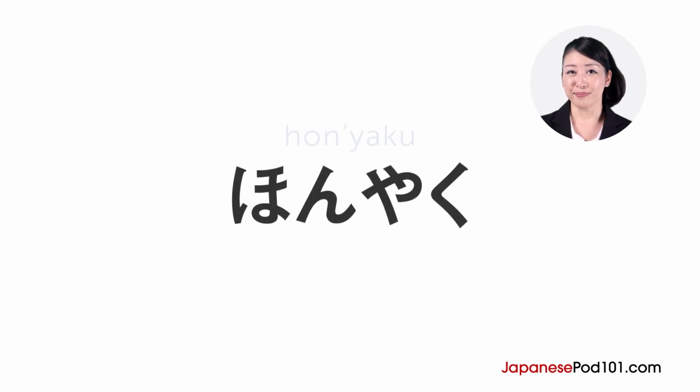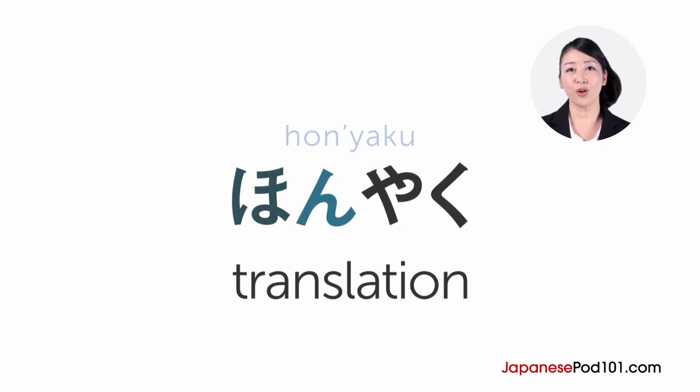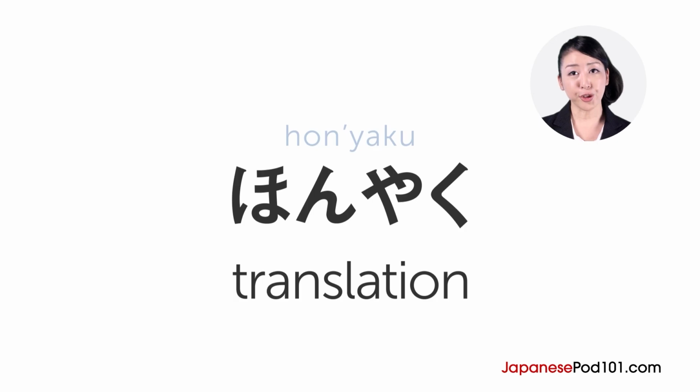What about this word? Honyaku, translation. Honyaku, honyaku, honyaku. If you put the tip of your tongue on the roof of your mouth when you say n, you would say honyaku instead of honyaku. Make sure you don't touch the tip of your tongue in any place in your mouth when you say n. Instead, it should be suspended in the empty mouth space.